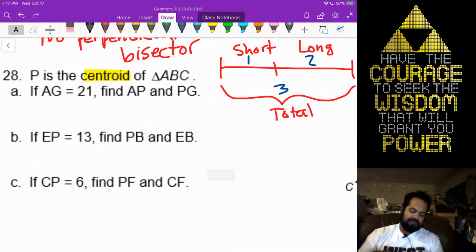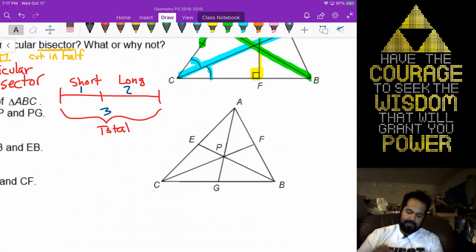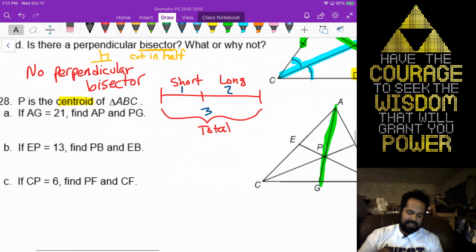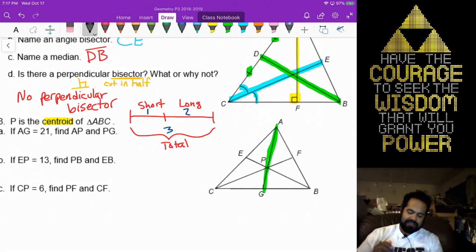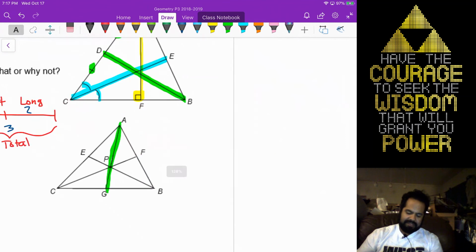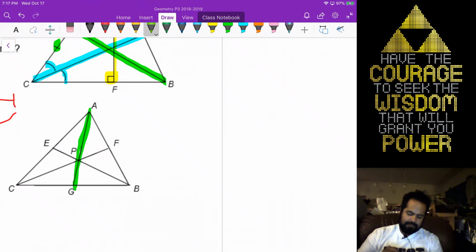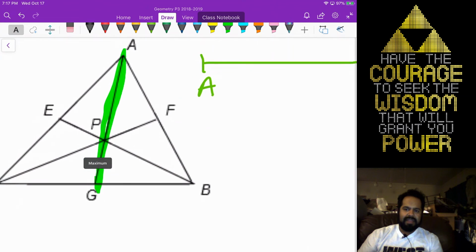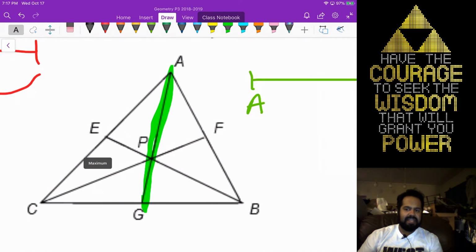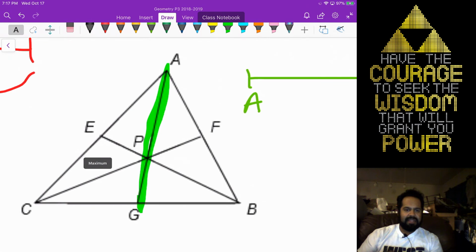Right here, AG is 21. So I've given you the total. I'm asking you to find both parts. So if I write those letters in that order, let's see here, AG. And then I place P somewhere in between those two. By looking at my image, I see, hey, A to P is a longer segment than P to G.